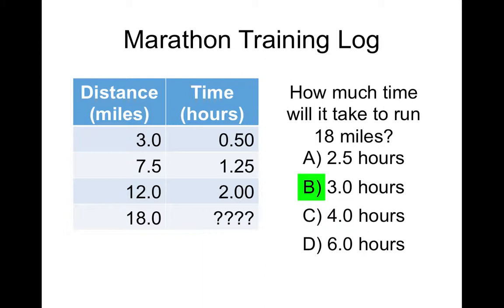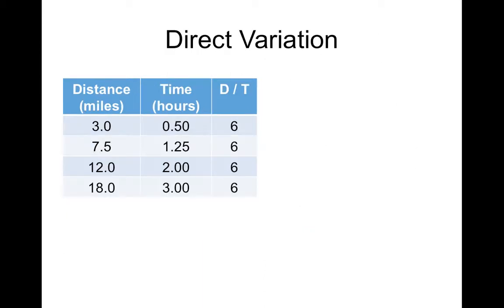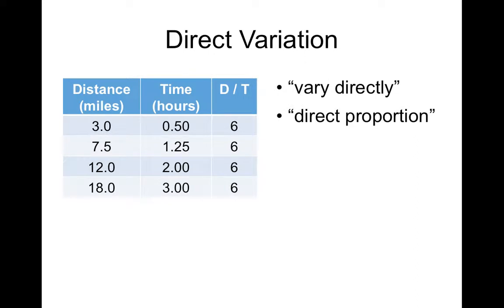You could have reasoned this out in many different ways, but I want to point out some of the features of this distance and time relationship. When traveling at the same speed, distance and time have a relationship called direct variation. We can also say they vary directly. Another way to say vary directly is that the two quantities are in a direct proportion. And one of the ways you could have figured out the 3 hours is to set up a proportion for two different runs. 12/18 is the same as 2/3.